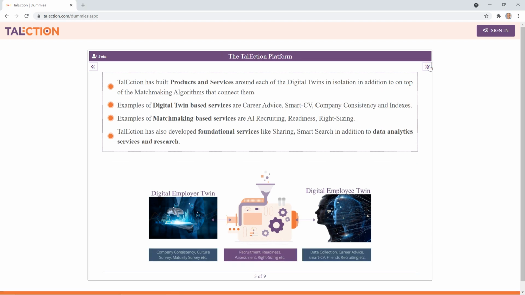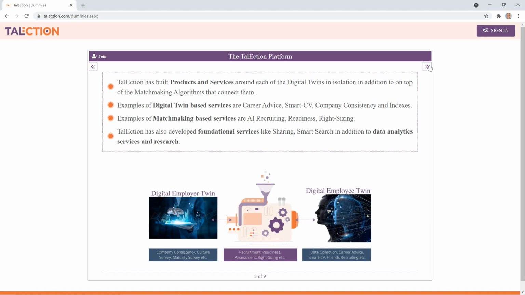So if you look at the TalEction platform itself, TalEction has built products and services around each of the digital twins in isolation. So products on top of the digital employee twin and on top of the digital employer twin. And in addition, on top of the matchmaking algorithms that connect them. So you can see some examples in the image below.